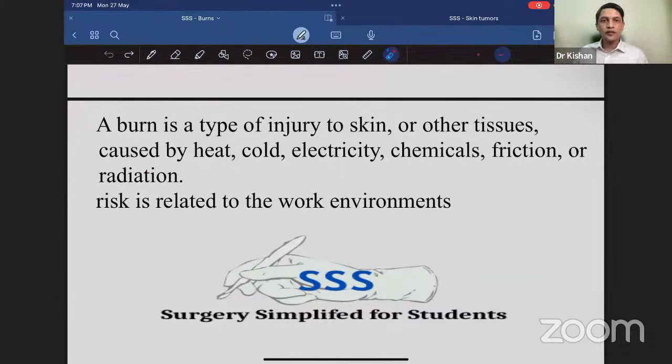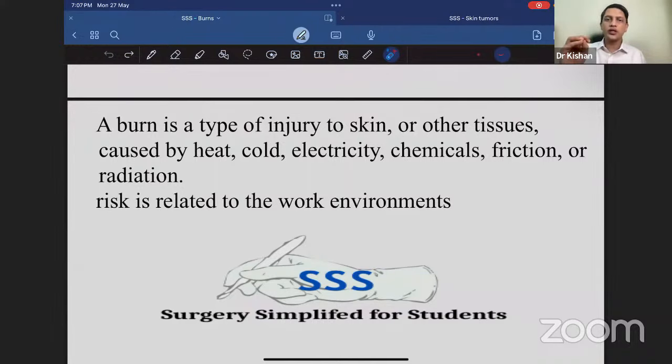So what's the definition? A burn is a type of injury to skin or any other internal tissues caused by either heat or even cold, or it could be electrical as well, or because of some acids or alkali chemicals, or just because of friction also, or ionizing radiation.